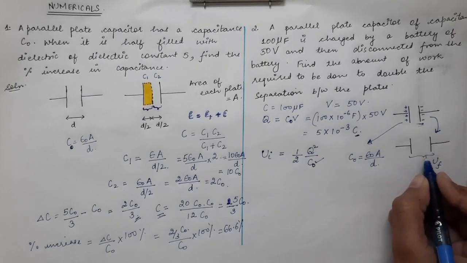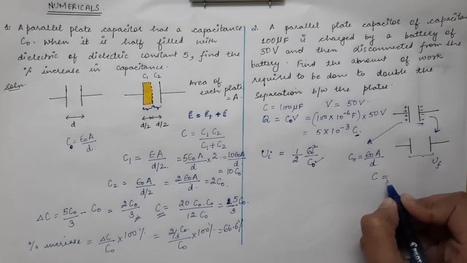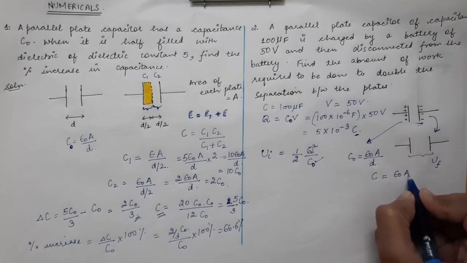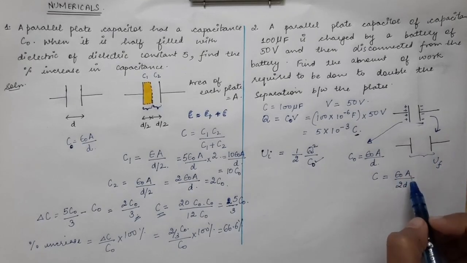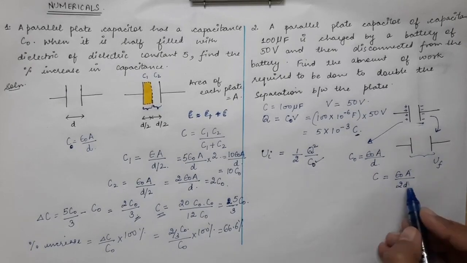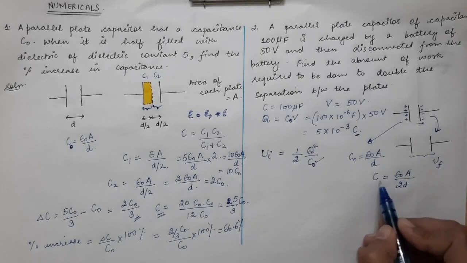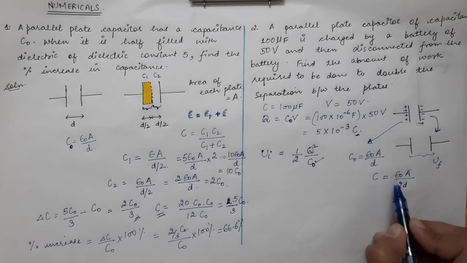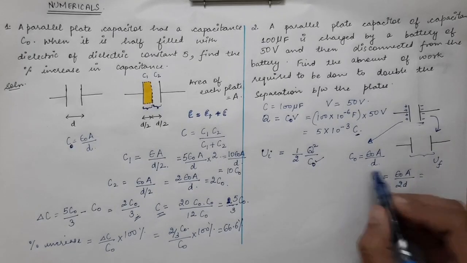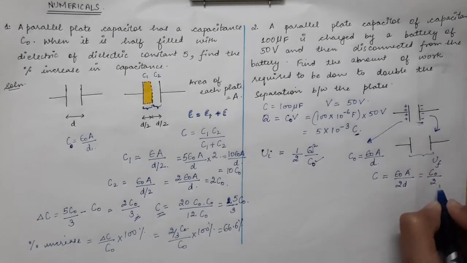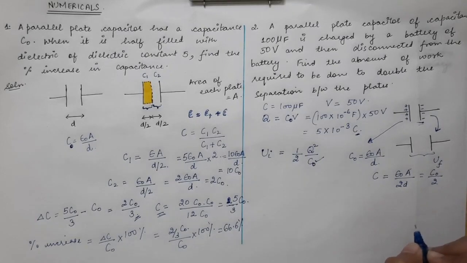Now capacitance of this second capacitor. What will be the capacitance of second capacitor? Let's represent it by capital C, and it will be epsilon naught into capital A divided by twice of d, because we have doubled the separation between the plates and area remains the same. So the capacitance will be decreased by 2, it becomes half. So capital C can be written in terms of C0: epsilon naught into A by d is nothing but C0, so capital C will be equal to C0 divided by 2.